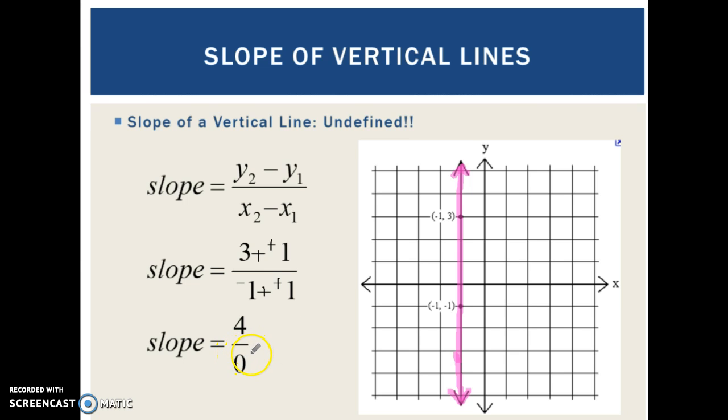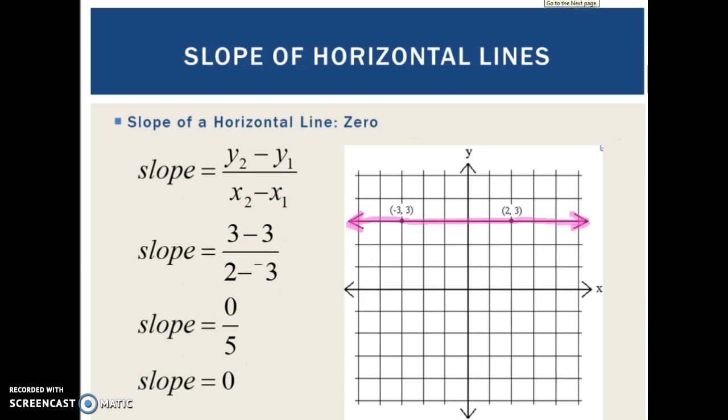You can't divide by 0. If you try it on a calculator, you're going to get an error. So since you can't divide by 0, it's an undefined number. That is why the slopes of any vertical line are always going to be undefined. So any vertical line will be an undefined slope. Similarly though, horizontal lines, they will always have a slope of 0, no matter where that line is.